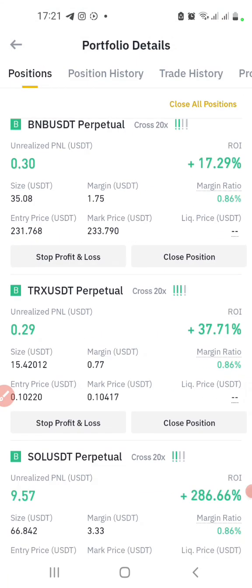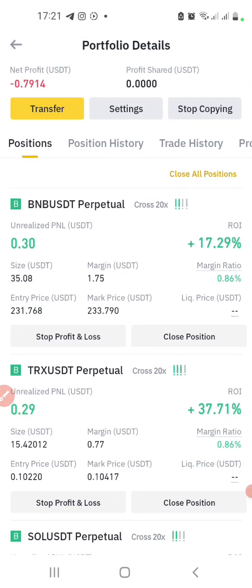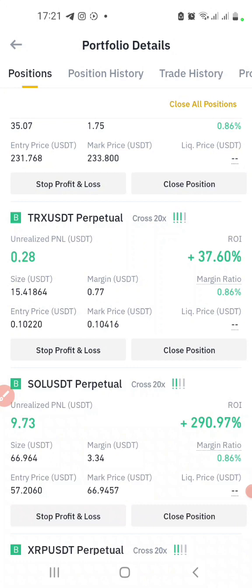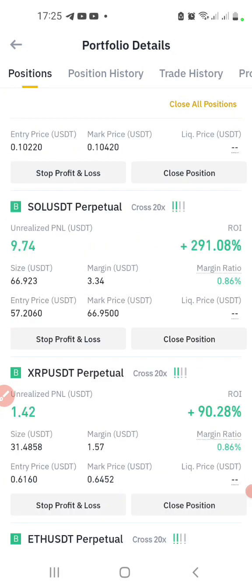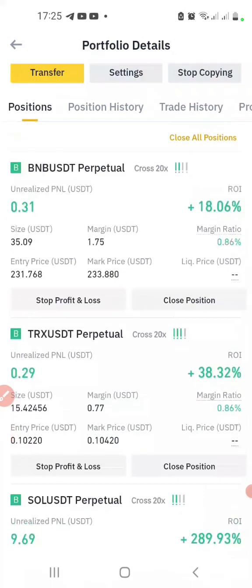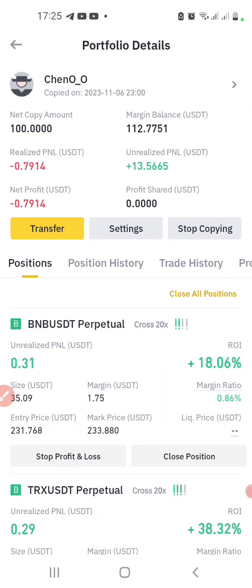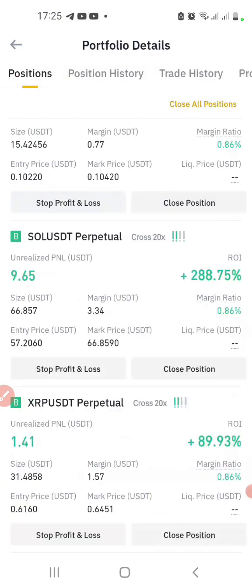That's how you know what is going on, the profit you are making, or if there is any loss. That's how you calculate. So the variation in the prices determines everything here: the return on investment and the unrealized profit. That's it. So guys, that's how you determine the return on investment and the unrealized profit.